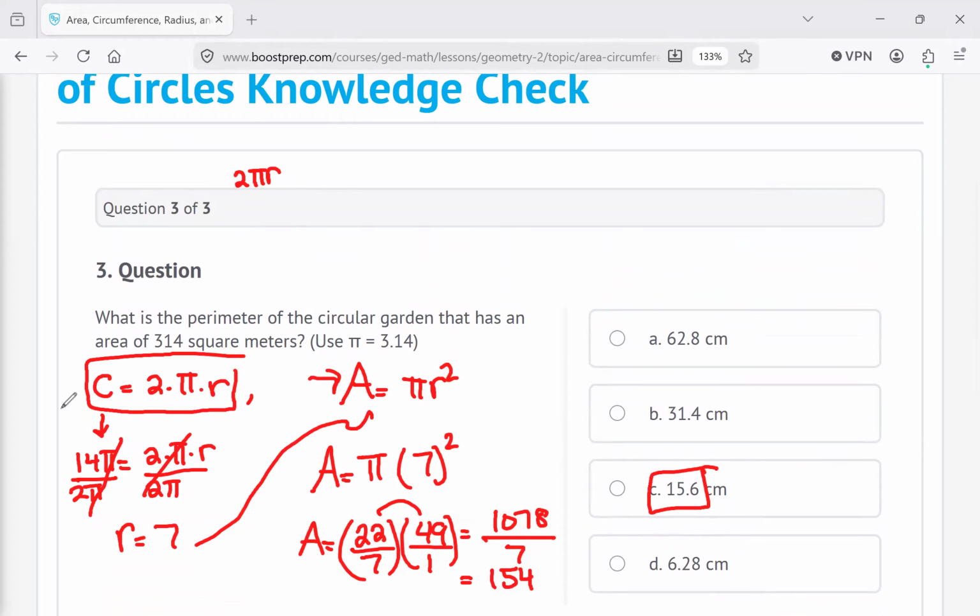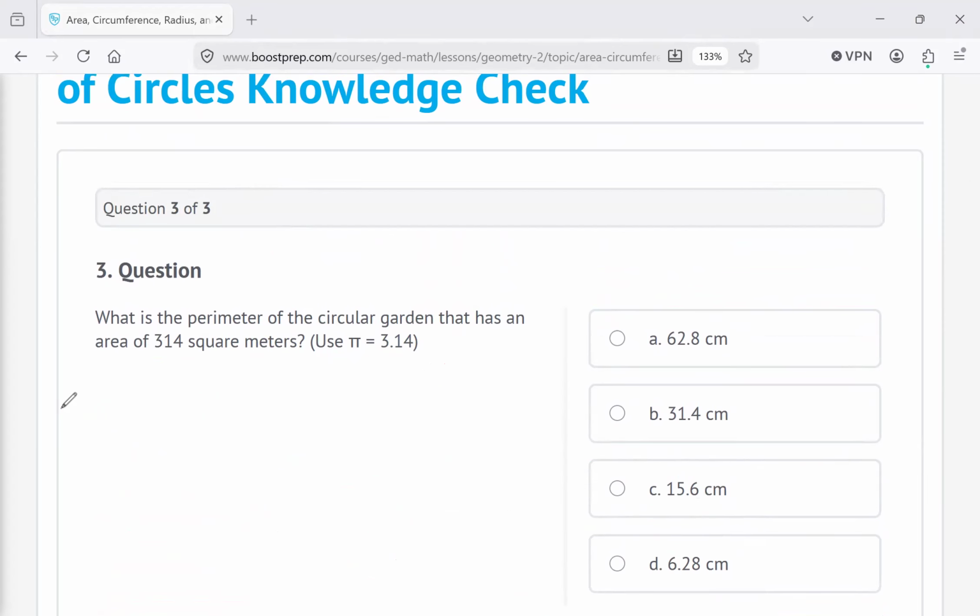Let's move on to the last one. Question three says, what is the perimeter of a circular garden that has an area of 304 square meters? And then it says use pi as 3.14. So they say perimeter. What does that mean? It literally means circumference, right?